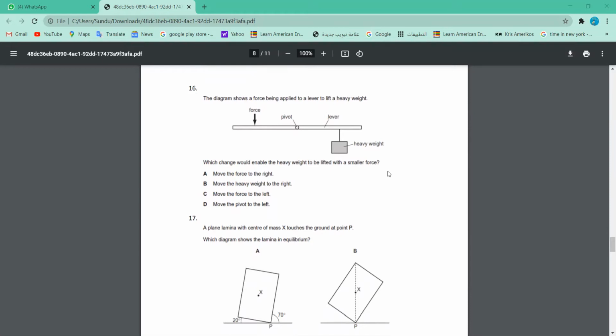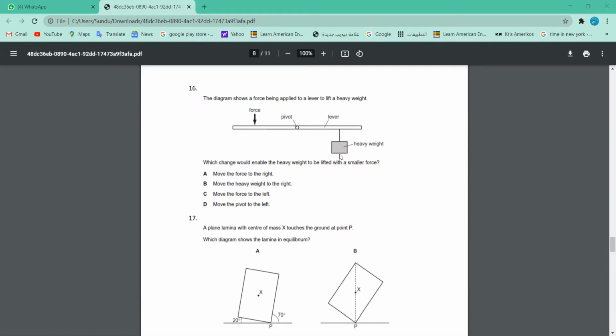Which change would enable the heavy weight to be lifted with a smaller force? Ramin, can you answer this? It's okay if you get it wrong. We'll think it through together. Move the force to the left.